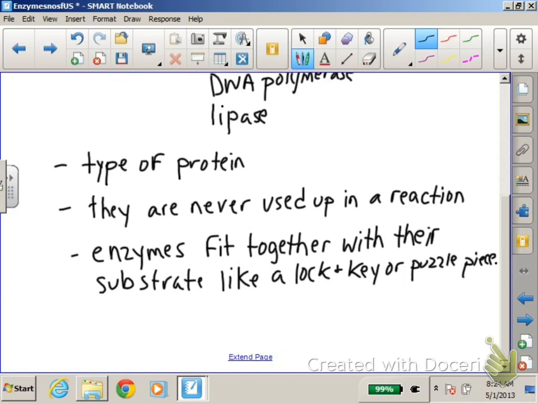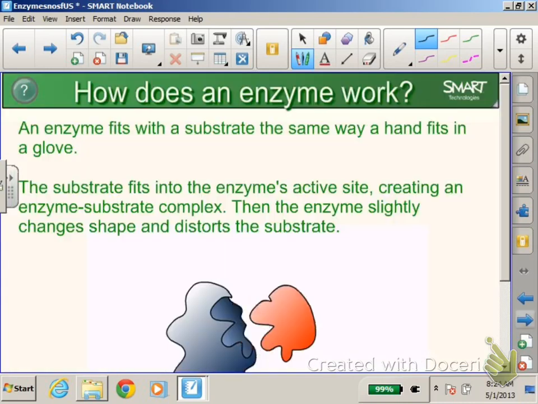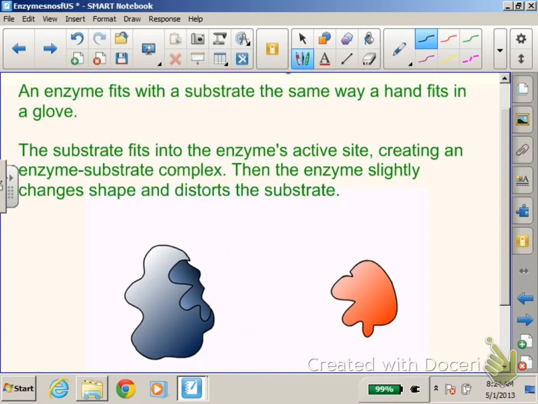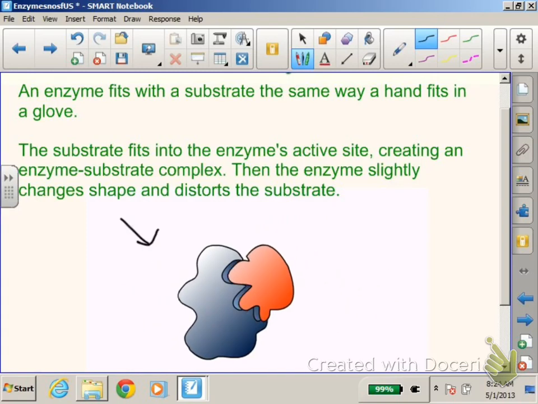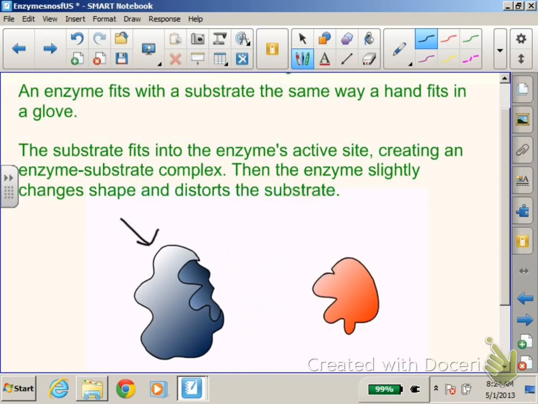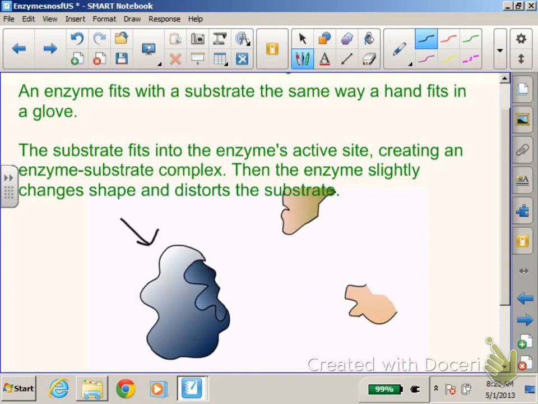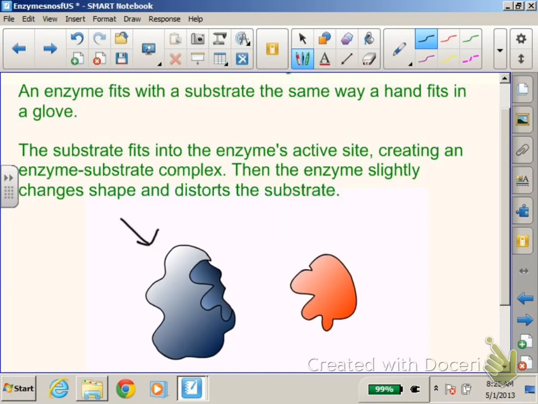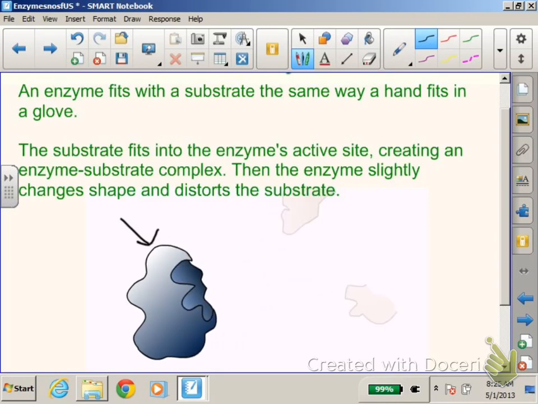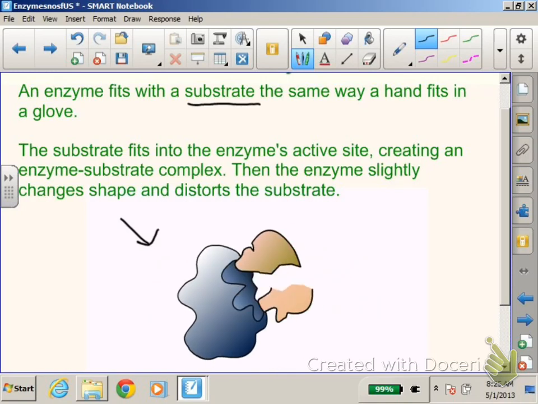Okay, so let me show you a picture. Here we go. This right here would be an enzyme, and that right there is what we call the substrate. So it says an enzyme fits with the substrate the same way a hand fits in a glove. The substrate fits into the enzyme's active site, creating an enzyme-substrate complex. Then the enzyme slightly changes shape and distorts the substrate. So there are a couple of important terms in that statement. You have to know what a substrate is and what an active site is.